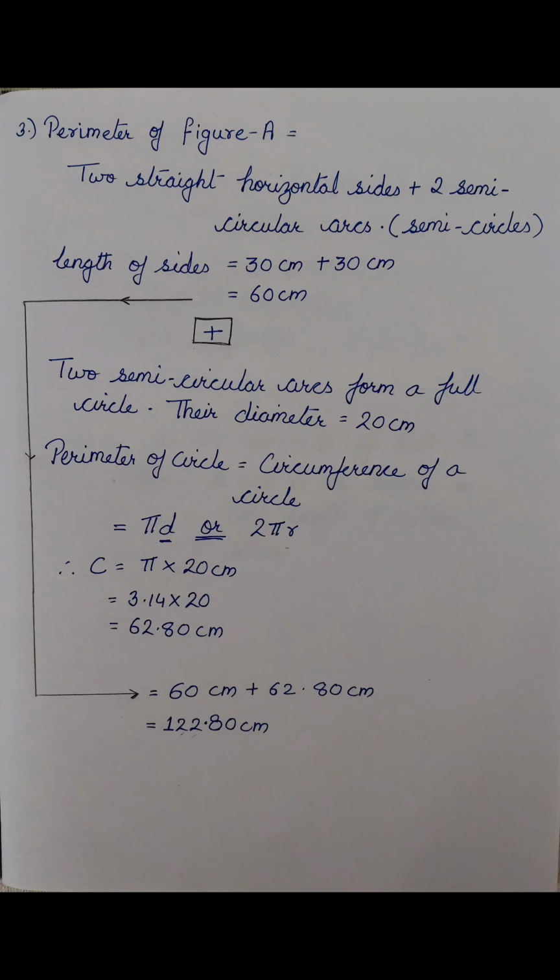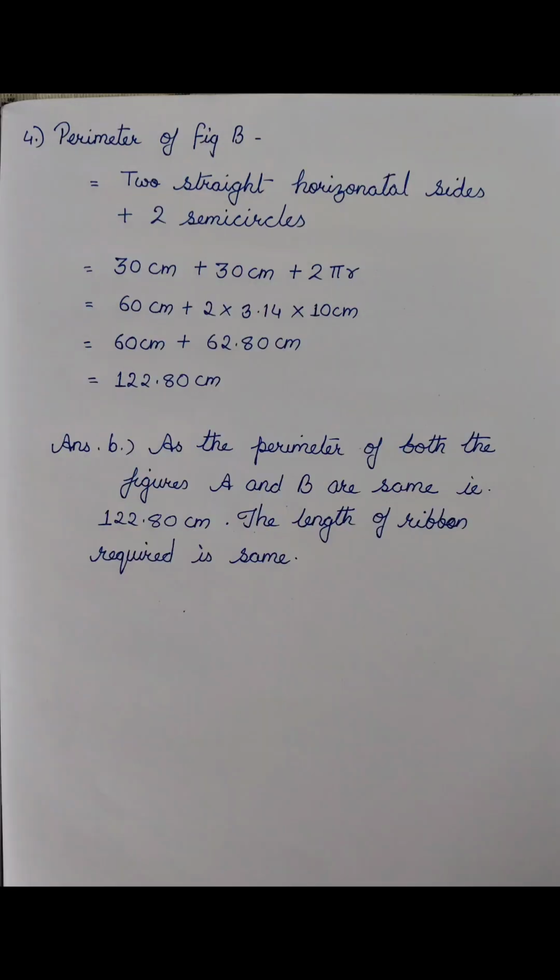Here the circumference of a circle is pi d or 2 pi r. So applying the formula, circumference is equal to pi into 20 centimeter, that is 3.14 into 20. It will give me 62.80 centimeter. Now I have to add the length of the two sides and the arcs of the two semicircles, which is 62.80 centimeter plus 60 centimeter. That will give me 122.80 centimeter.